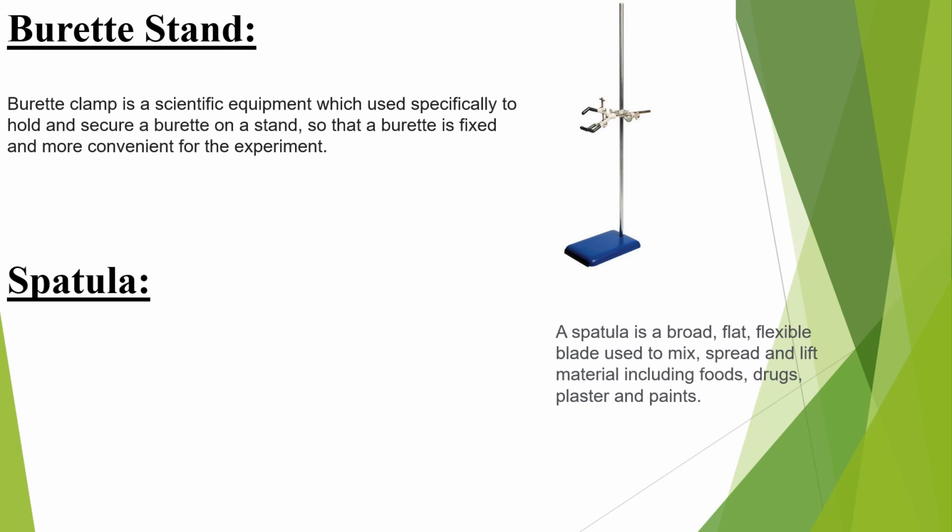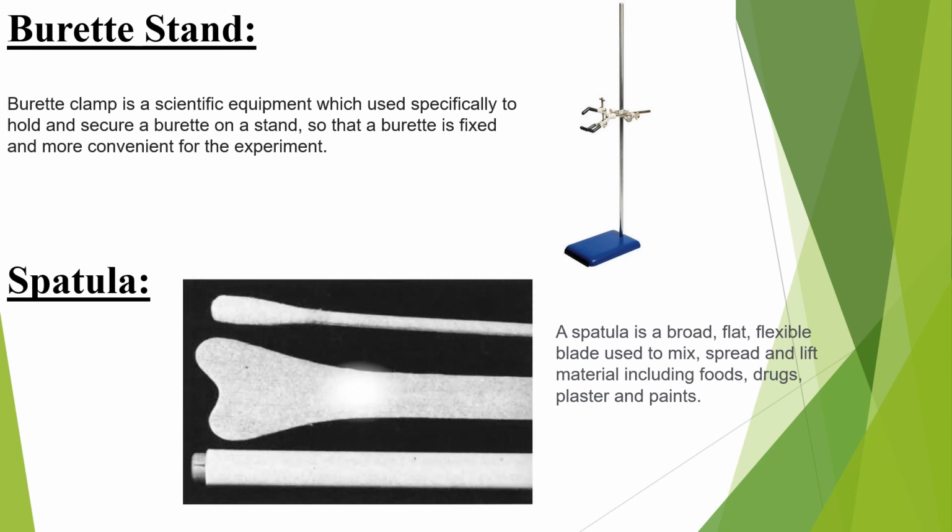Next, spatula. There are three types of spatula. A spatula is a broad, flat, flexible blade used to mix, spread and lift material including foods, drugs, plaster and paints.